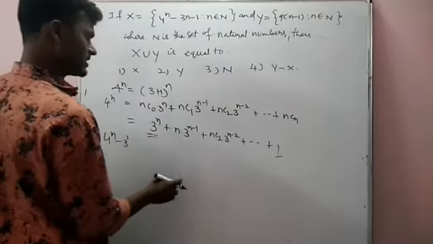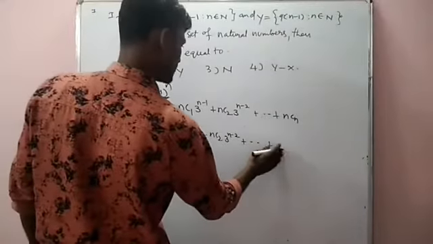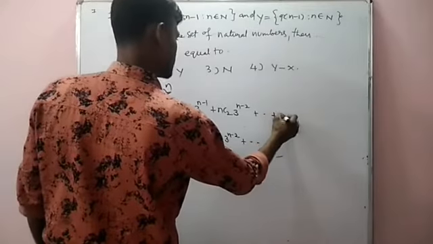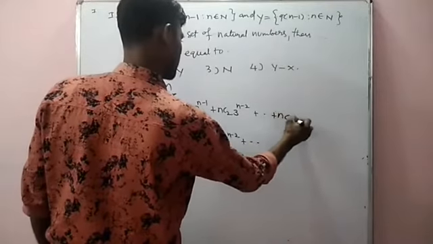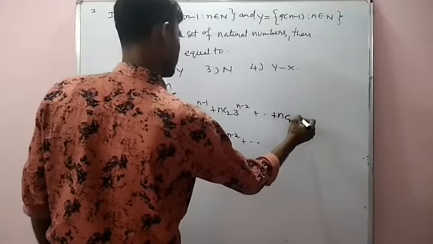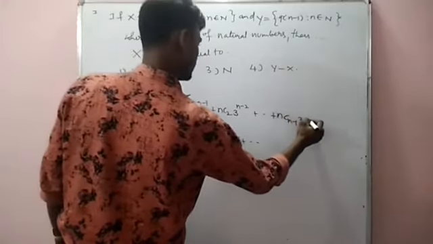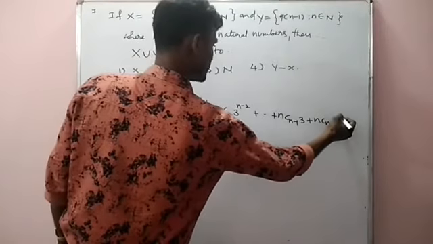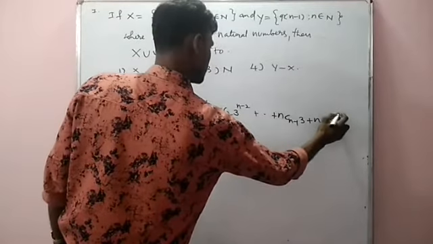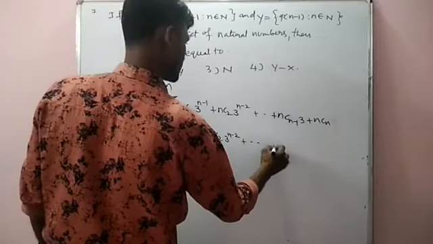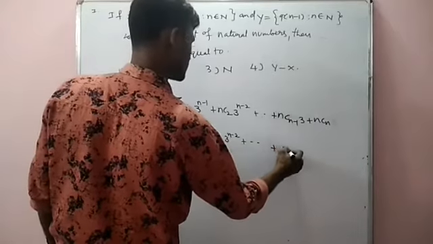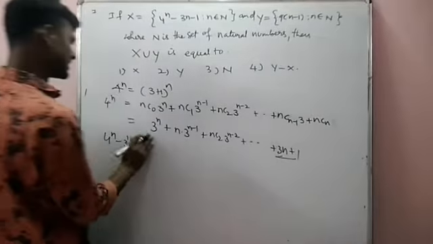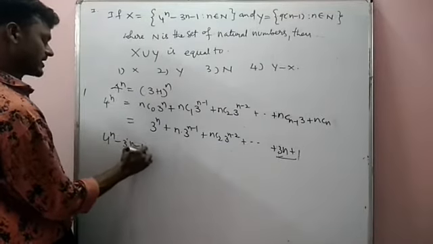Okay, not this one. The last terms are here. Once again I will write here: nC(n minus 1) 3^1 plus nCn 3^0, where 3^0 means 1. Now nC(n minus 1) means n, so this is 3n, and this is 1. Then these two terms stand on this side. Now this is 3n minus 1.